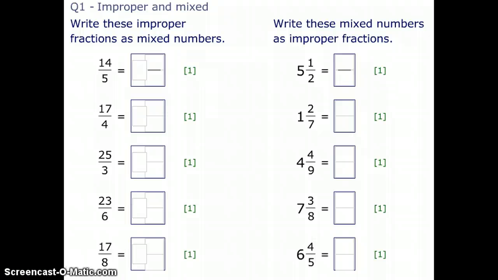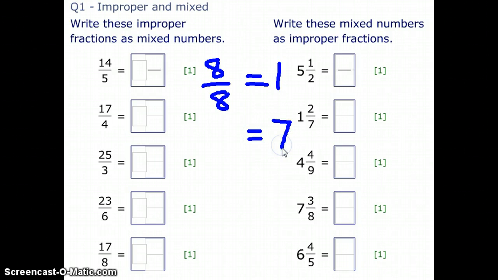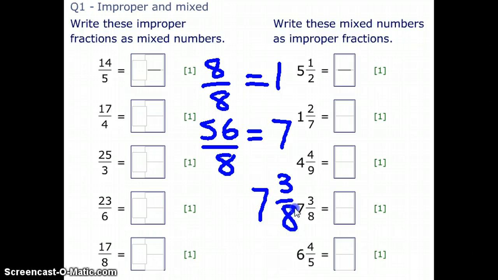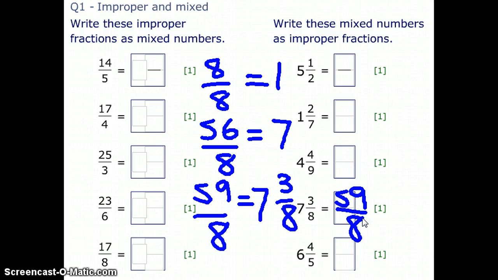Right, again, same process through. This time I've got 7 wholes and 3 eighths. So 8 eighths is 1 whole, which means 7 wholes must be 7 times bigger than that. So 7 eighths are 56 eighths. So I have 7 and 3 eighths. So 7 wholes is 56 eighths, plus the other 3 eighths gives me 59 eighths. So the answer here is 59 eighths.